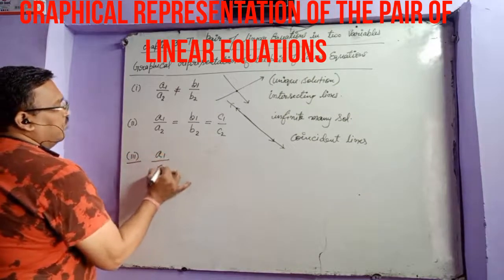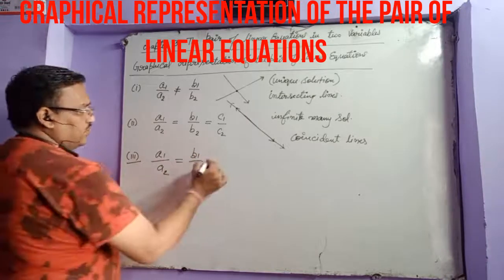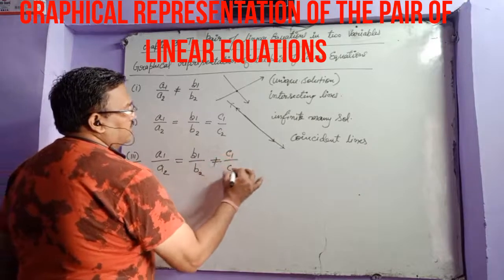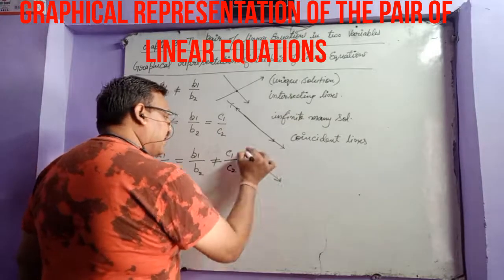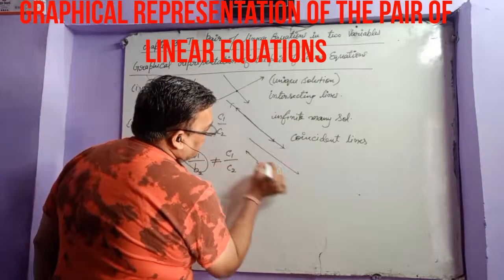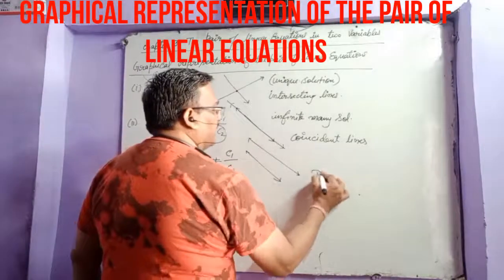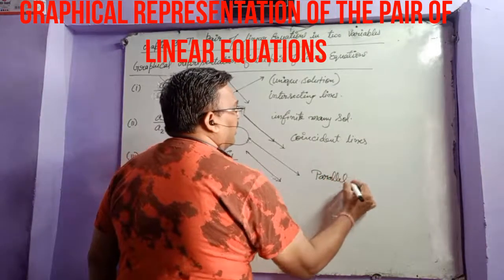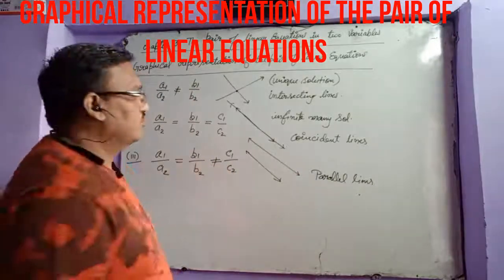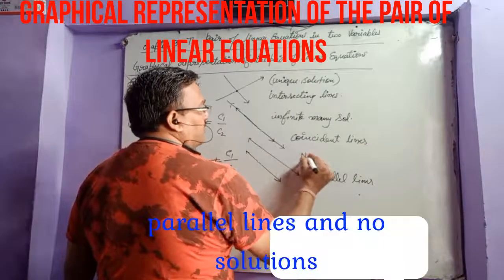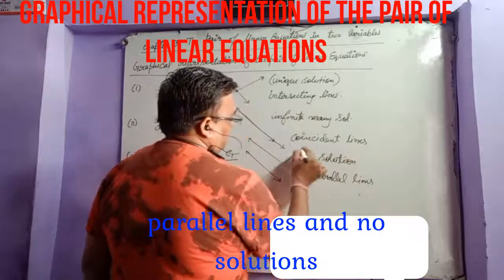Number third point is, if a1 over a2 is equal to b1 over b2 but not equal to c1 over c2, this will represent parallel lines. The lines will never intersect each other. They are just parallel to each other. Since the lines are not intersecting each other, they don't have a common solution, and we can say there is no solution of the equations.